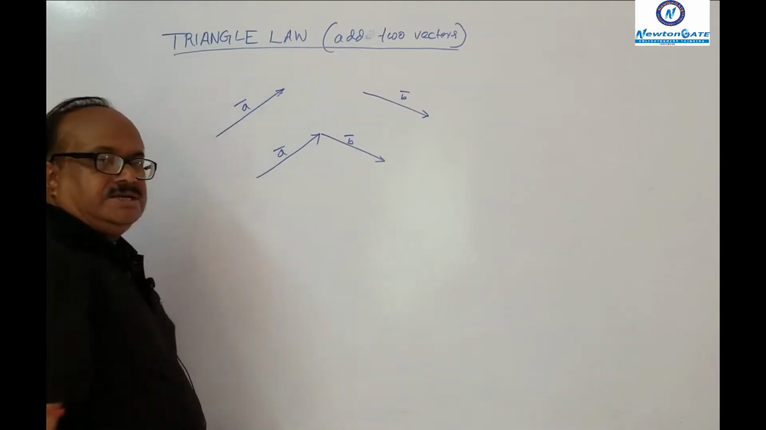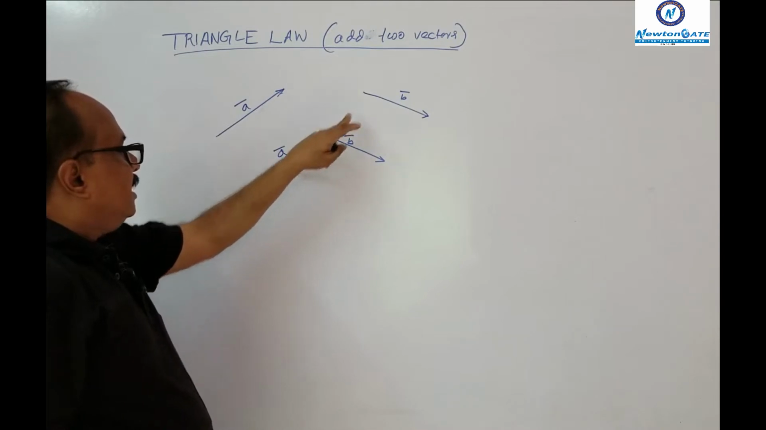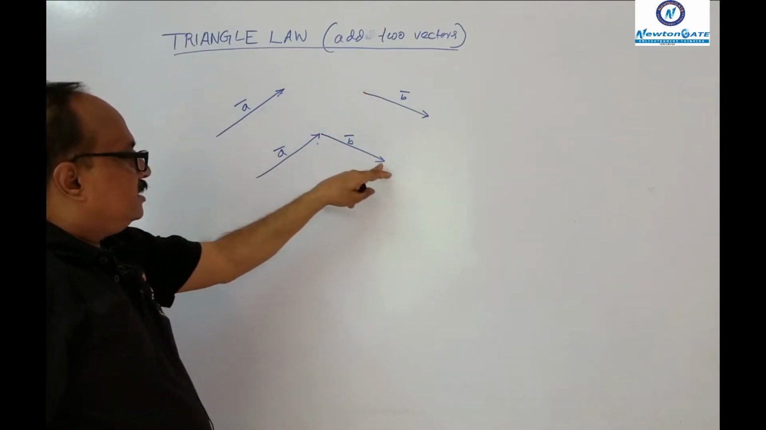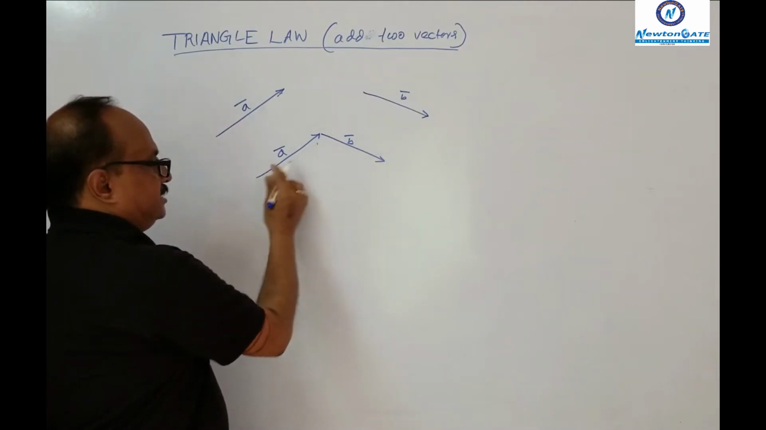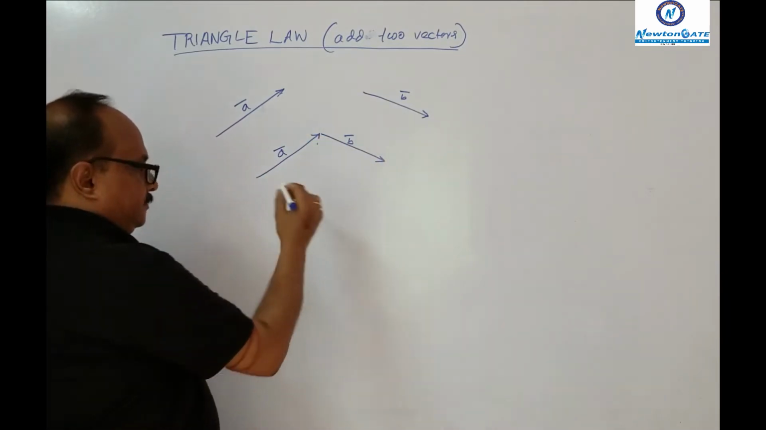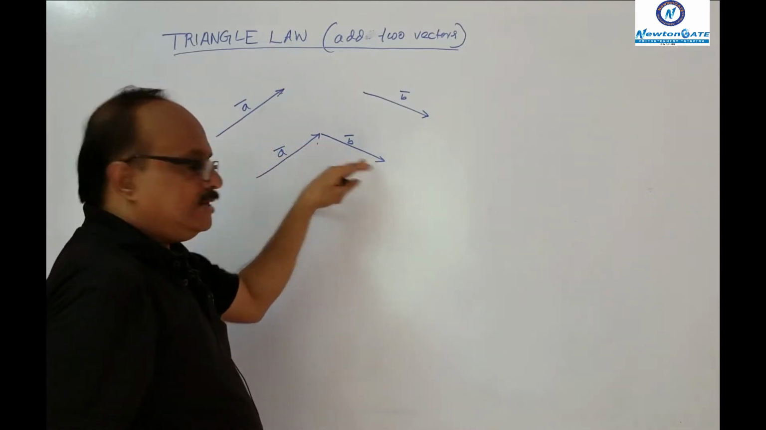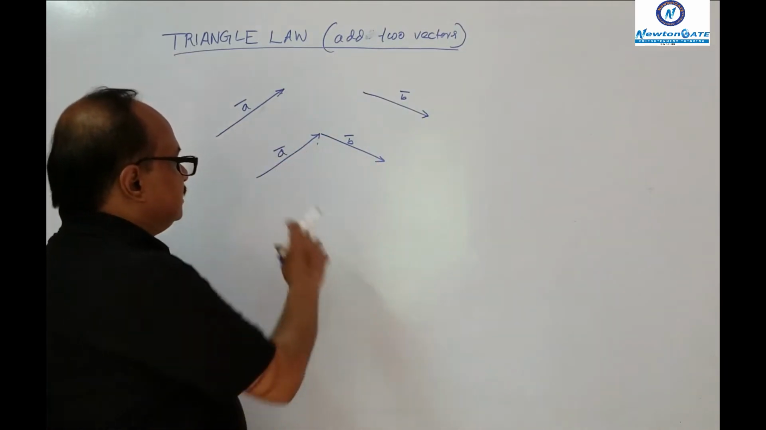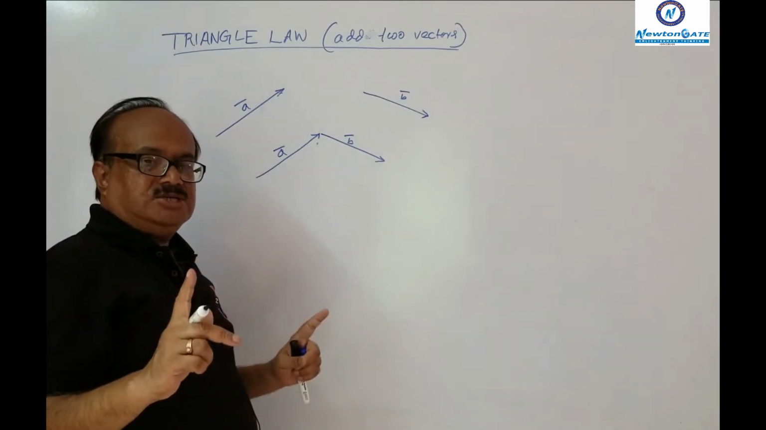You see how I did it? See, this one's head is here and this one's tail is over here. Then I can say these vectors are in the same direction. And if these two vectors are the two sides of the triangle, I will state it like this: these two vectors are two consecutive sides of the triangle.